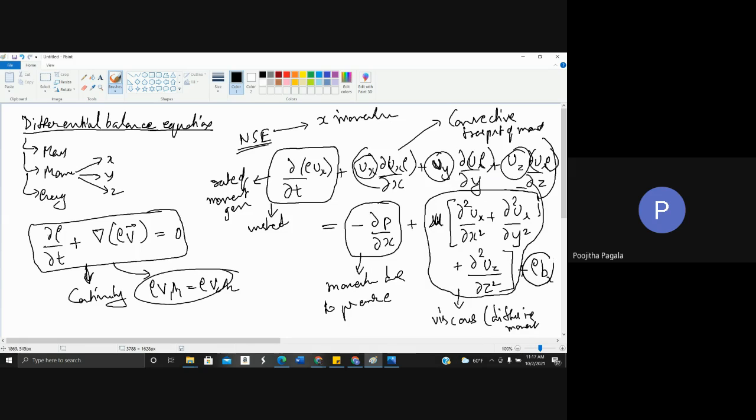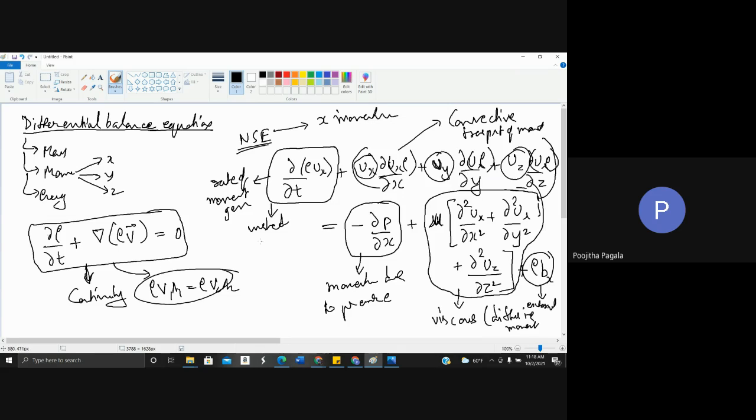And then you have rho bx. Rho bx is nothing but the momentum change due to external forces. So in this way, you are going to have the Navier-Stokes equation for the x momentum, y momentum, and z momentum. And usually these lengthy equations for any particular system, after making certain reasonable approximations, you can boil them down to a very simple equation which can be analytically solved.